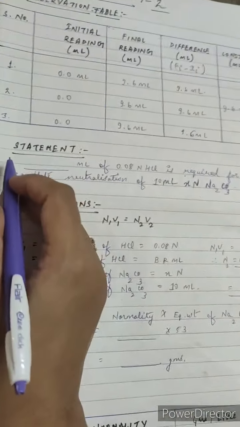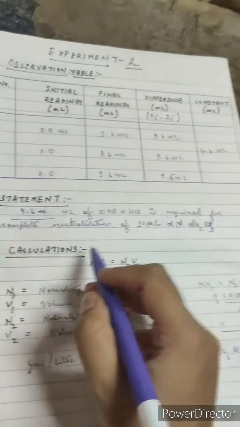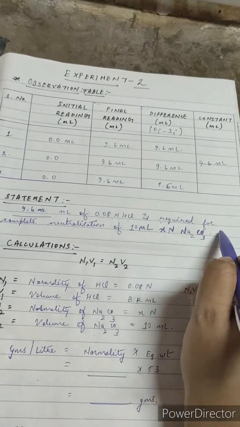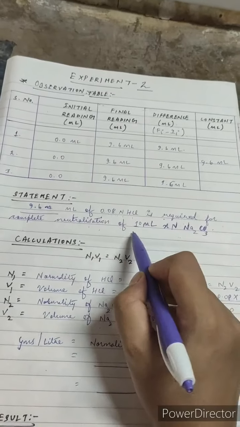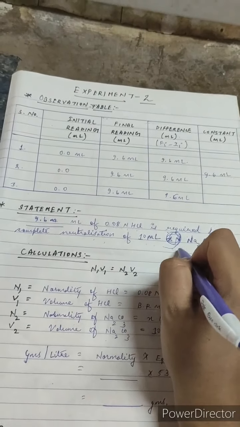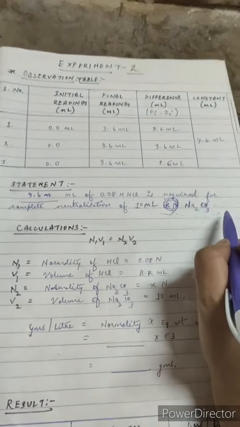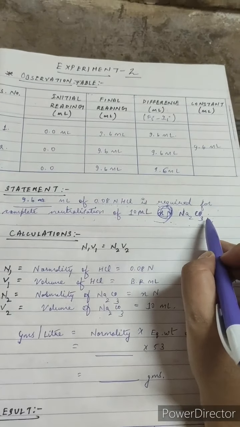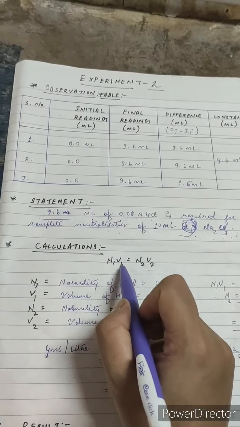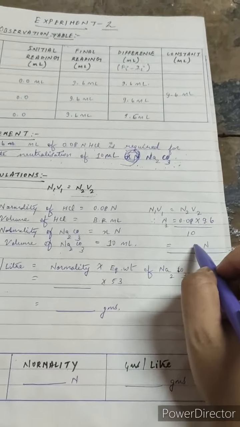Our final statement is that 9.6 ml of 0.08 normal HCl is required for complete neutralization of 10 ml of sodium carbonate of some unknown normality. Now, we haven't yet known the concentration of sodium carbonate. So, through our normality equation N1V1 equal to N2V2, we will calculate the normality of sodium carbonate.